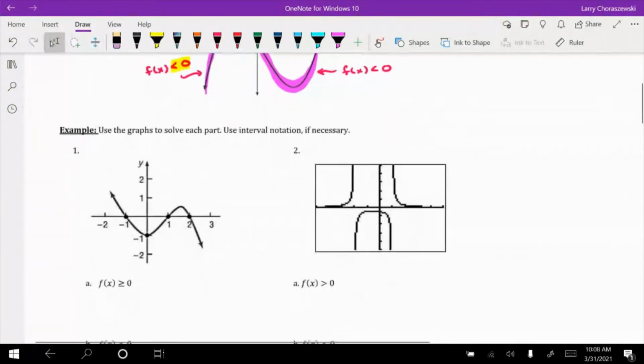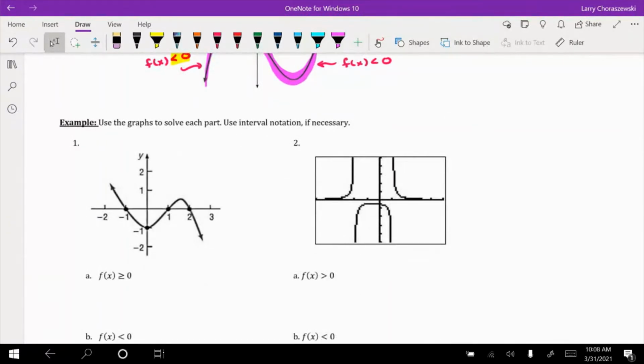So we're going to start out with a couple of graphs with which we're going to solve inequalities. Our first graph is a polynomial. Our second graph is a rational function. Now let's start with our polynomial graph. As you can see, this graph has 3 zeros. We have a zero of -1, a zero of +1, and a zero of +2.